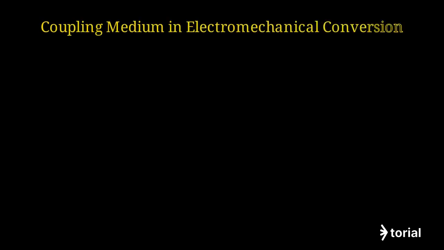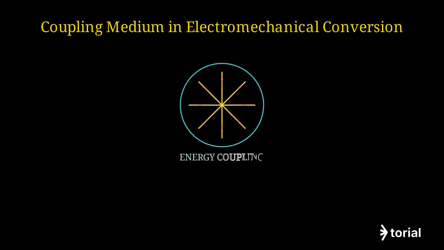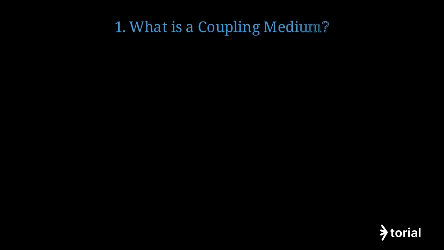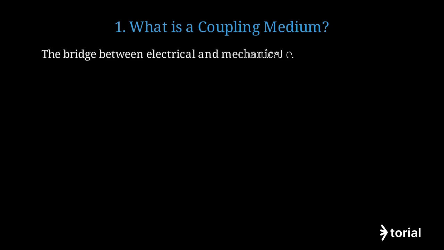Understanding the coupling medium in electromechanical energy conversion processes. In electromechanical systems, energy must transfer between electrical and mechanical domains through a coupling medium. A coupling medium is the physical mechanism that enables energy transfer between electrical and mechanical systems. The coupling medium acts as a bridge, allowing electrical energy to become mechanical energy and vice versa.